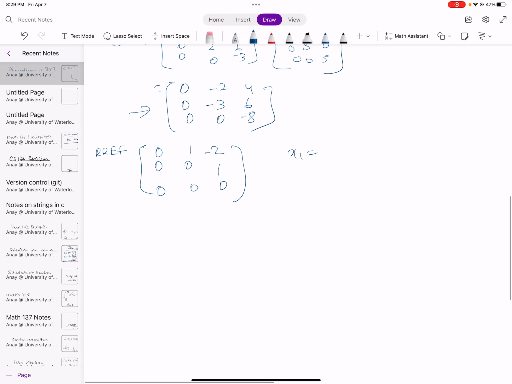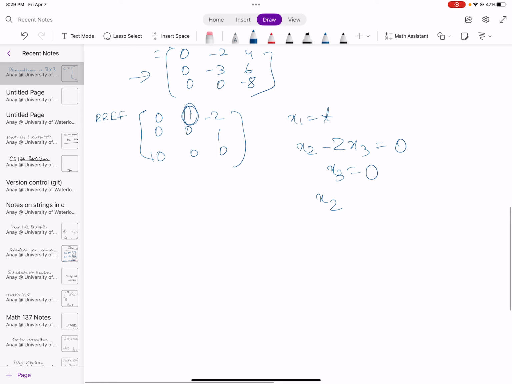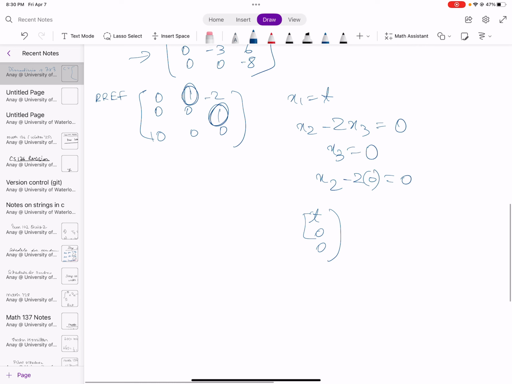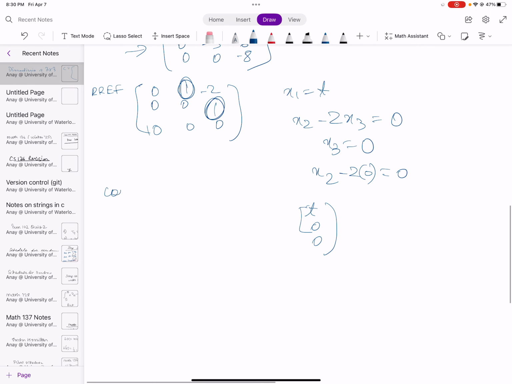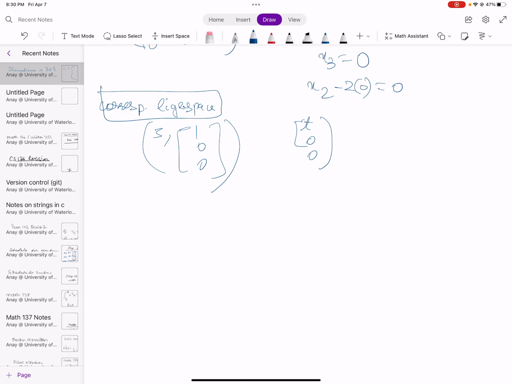We could let x1 be t as a free parameter because there's no pivot in the first column. Then we have x2 minus 2x3 equals 0 and x3 equals 0. So x2, because these are pivots, would be minus 2 times 0, which is 0. So we have t, 0, 0 as our standard solution for the system. So we would have our corresponding eigenspace for 5 as 1 0 0. This would be a corresponding eigenspace for a particular vector.